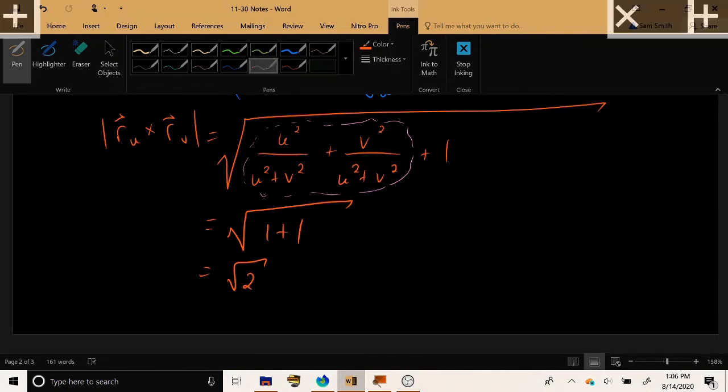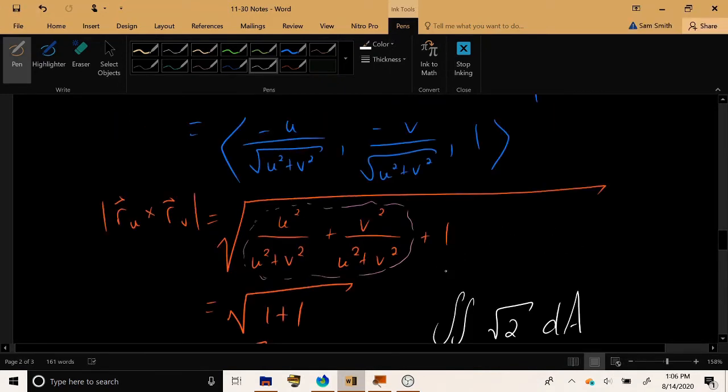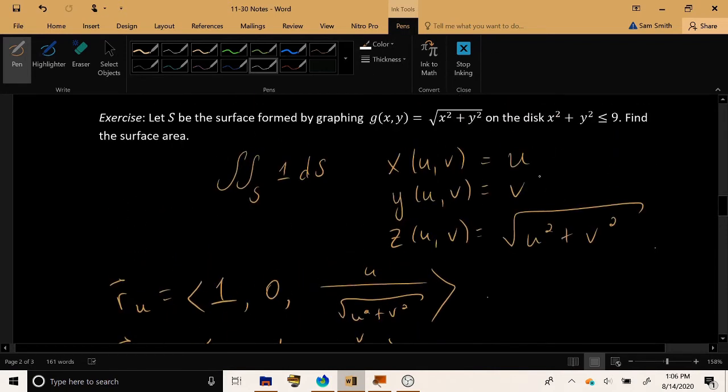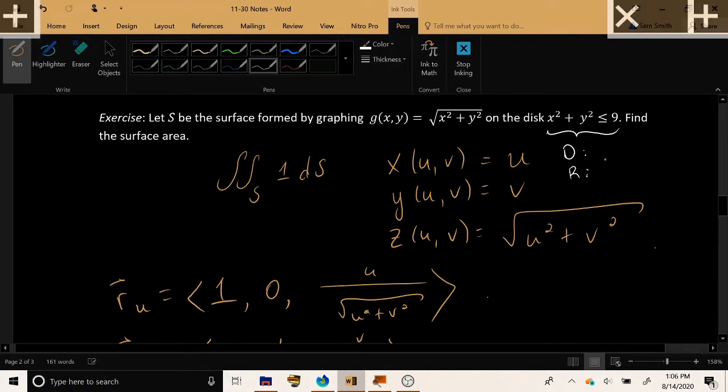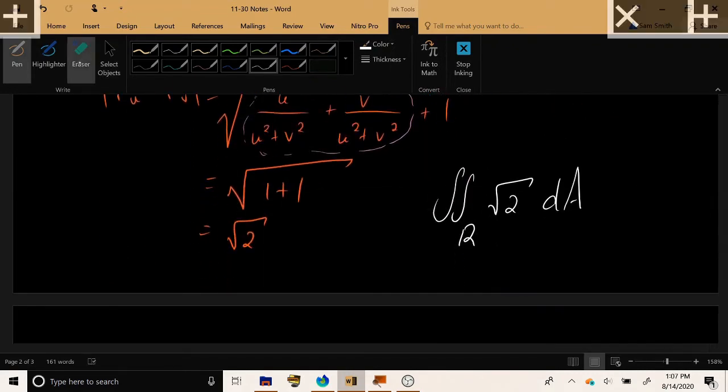And therefore, our goal is to find the double integral over the region R of square root 2, where R, or if you prefer D, represents the set of all u's and v's which are valid for this region. So D here, or R if you prefer, is the set of all u, v with u squared plus v squared less than or equal to 9. I'm going to go ahead and use the letter D. I think that's what we have used up to this point.